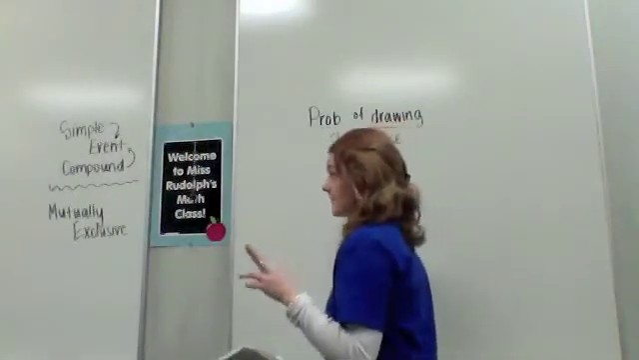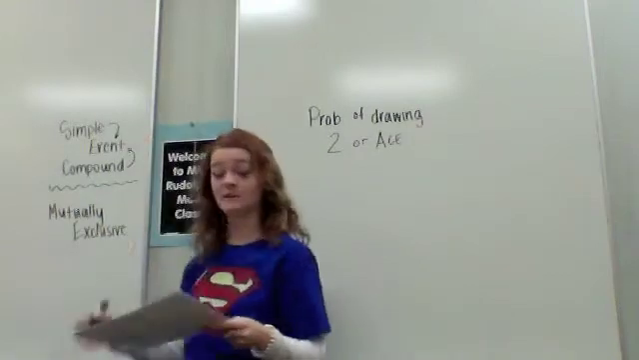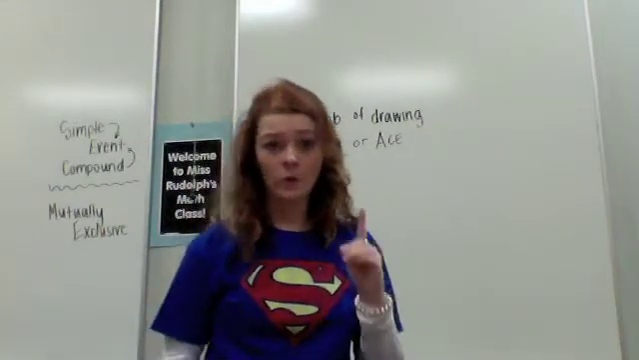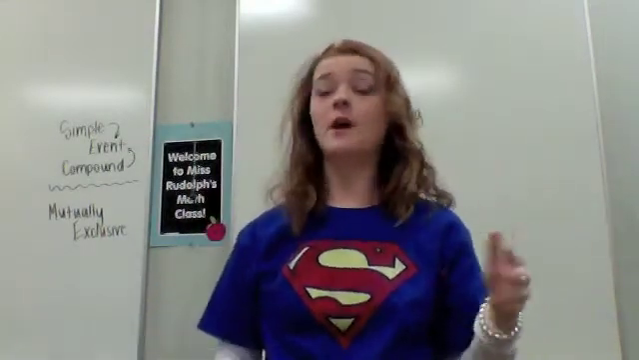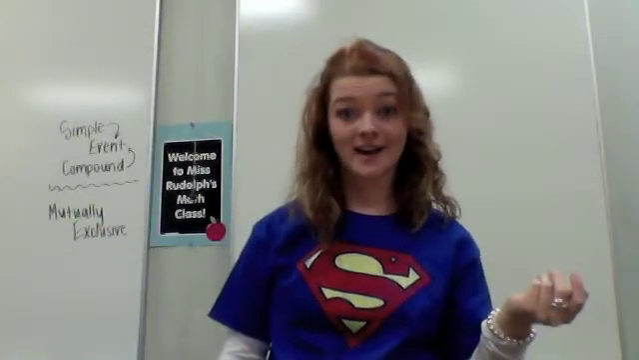So there are two types of events that can occur. There's a simple event or a compound event. A simple event is when one event is happening. For example, I'm rolling a 1 on a die. I'm rolling a 2 on a die.